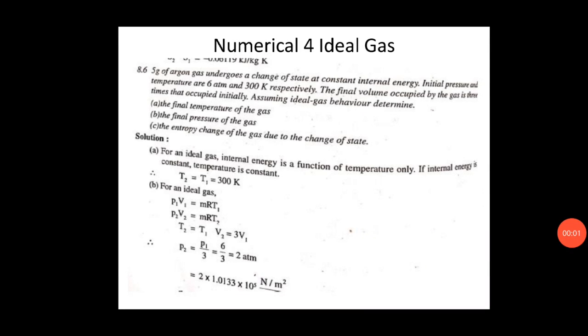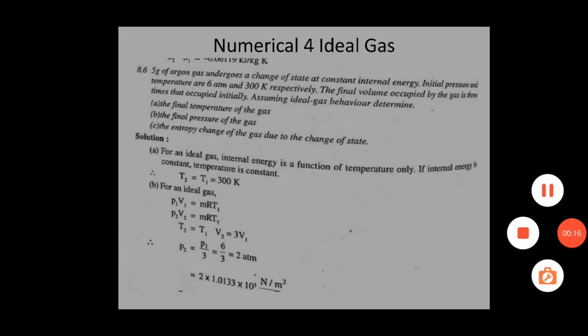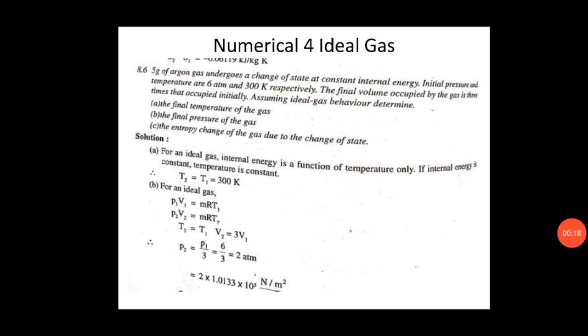Hello students, now we shall look at one more problem. 5 kg of argon gas undergoes a change of state at constant internal energy. Initial pressure and temperature are 6 atmosphere and 300 Kelvin respectively. The final volume occupied by the gas is 3 times that occupied initially. Assuming ideal gas behavior, determine first the final temperature of the gas and second the final pressure of the gas.